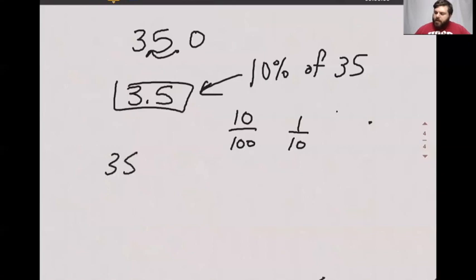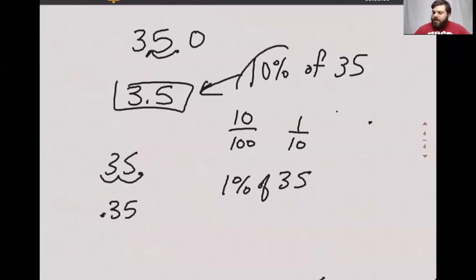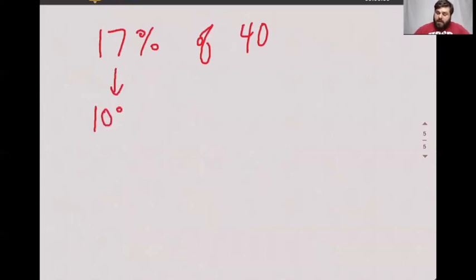So same thing, if I have the number 35, what is 1% of 35? Well, here's your decimal place. Move it over 2 places. It's 0.35, okay? Got to be able to find 10% and 1% of a number very quickly. Either move the decimal 1 place or 2 places. Now, where does that really come into play? Let's say I want to know 17% of 40, okay? Well, 17% is really 10% plus 5% plus 1% plus 1%, right? If I break down that 17, it's 10 and 5 and 1 and 1.